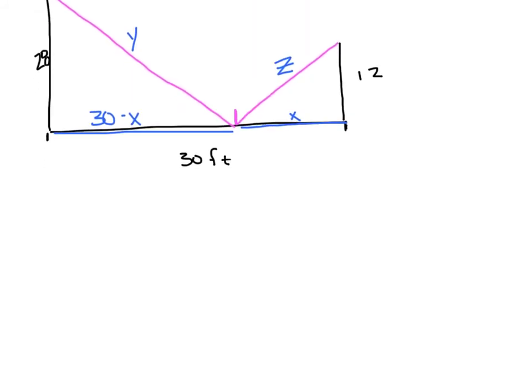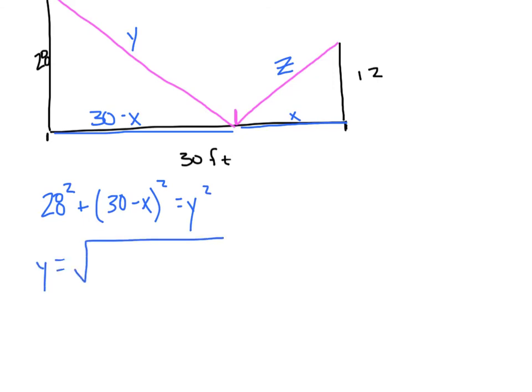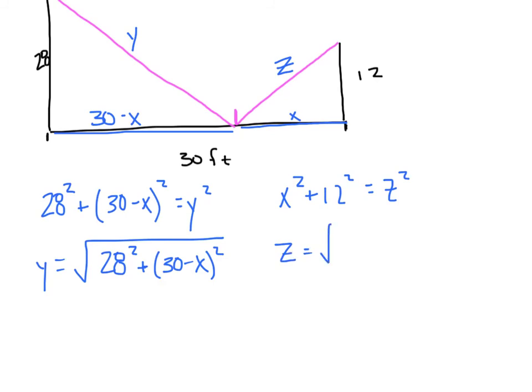So let's see, on this first one here, I could say that 28 squared plus the quantity 30 minus x squared equals y squared, and y is equal to the square root of all of that. And we may decide to FOIL this one out, but I'm going to hold off until I can make a better decision as we get into the problem. On the other side, we're just going to say, x squared plus 12 squared equals z squared. Therefore, z itself is the square root of x squared plus 144.